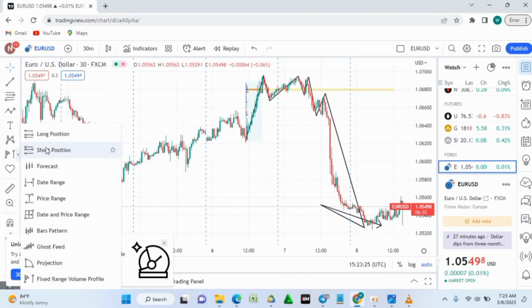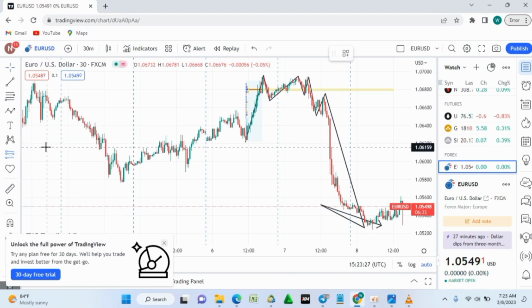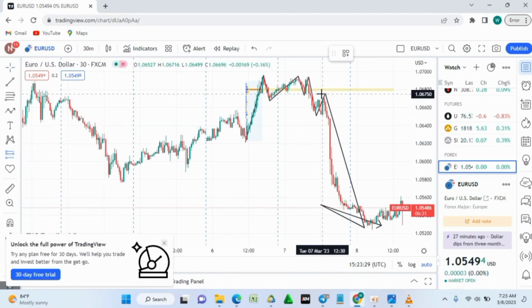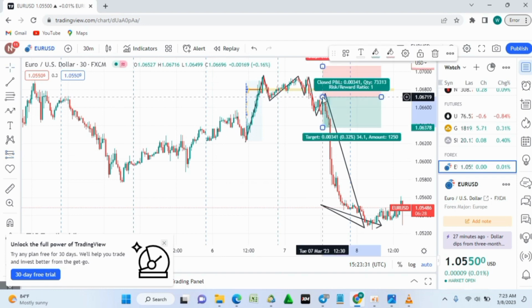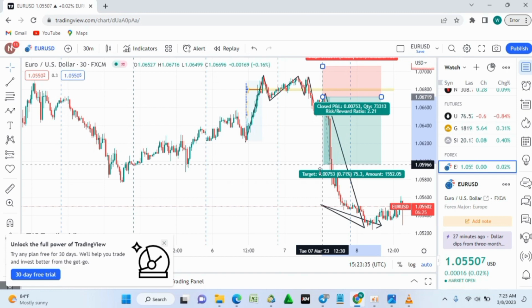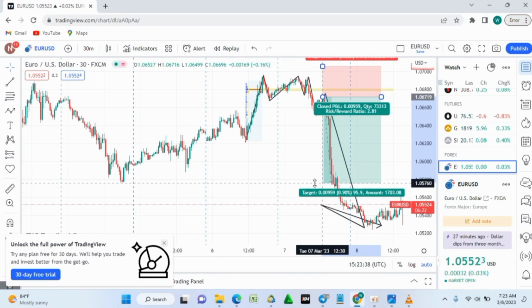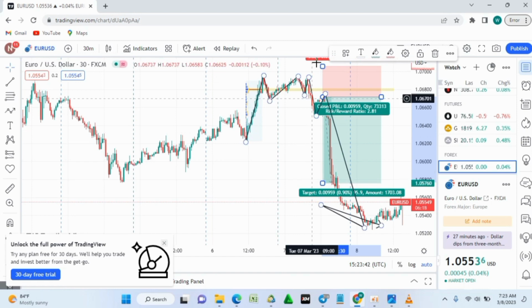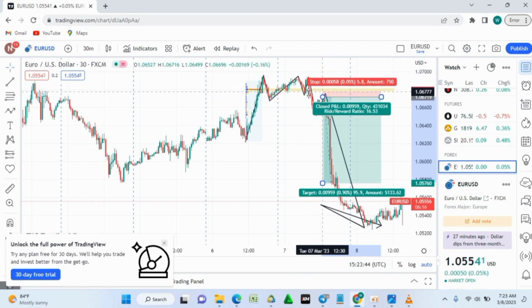So this is a short position. Let us see, for example, if you had entered here, then your take profit would be, for example, this zone targeting the low, and your stop loss could be here, most probably.